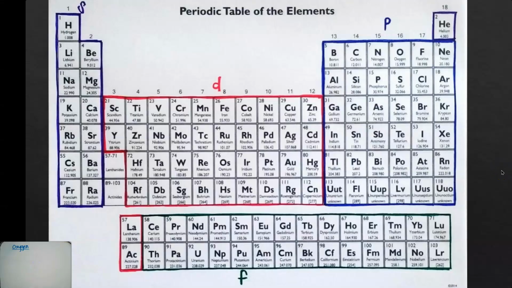So what you can see here is the periodic table, and I have identified the four main blocks of the periodic table with different colors. So up here we have the S block, and the S block is everything under this number 1 up top. We call that group 1. And everything in group 2, everything under this 2. Those two groups together are the S block.